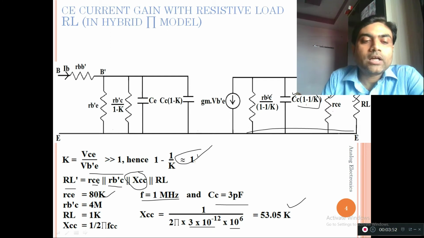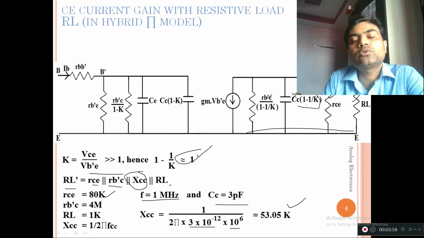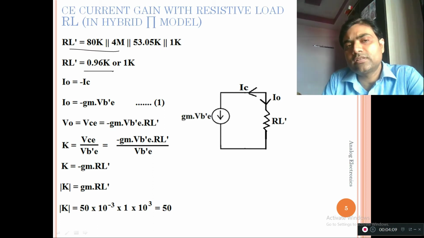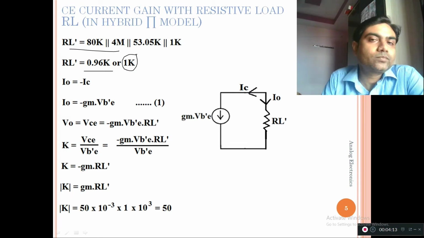Now we know the value of RCE, the value of RB'C, the value of XCC, and we have also assumed the value of RL. By putting all these values into this particular equation, we can calculate the value of RL dash as 0.96 kilo ohms, which is nearly equal to 1 kilo ohm.